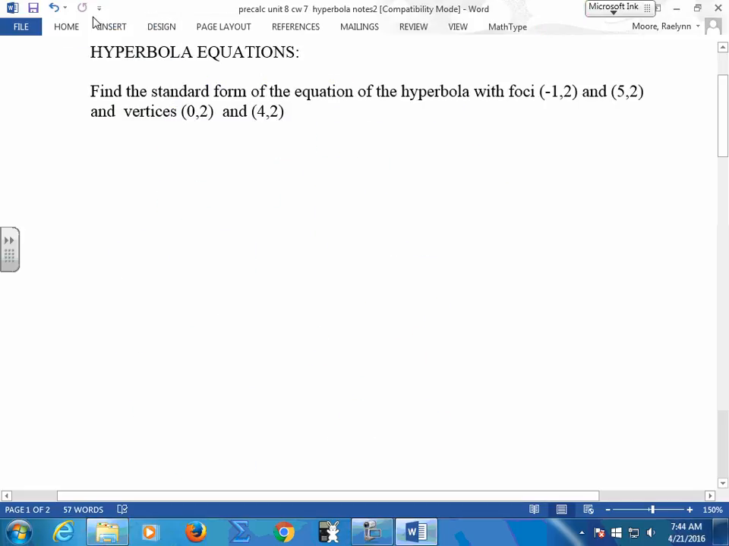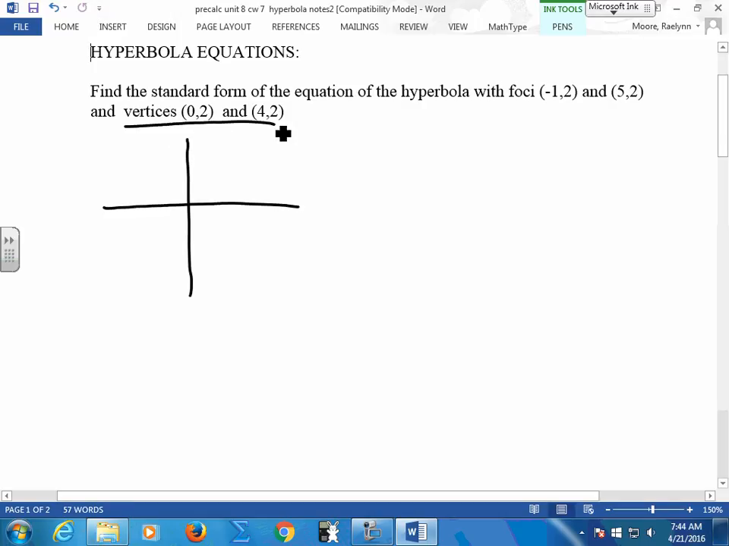All right. So we're going to find the standard form of your hyperbola given some of the parameters. And again, you're going to do this just like you did your ellipse. You have to determine first who's your major axis, because it makes a difference who you put first. So start with whatever they give you. If they give you vertices, this is a good place to start. So 0, 2, and 4, 2.